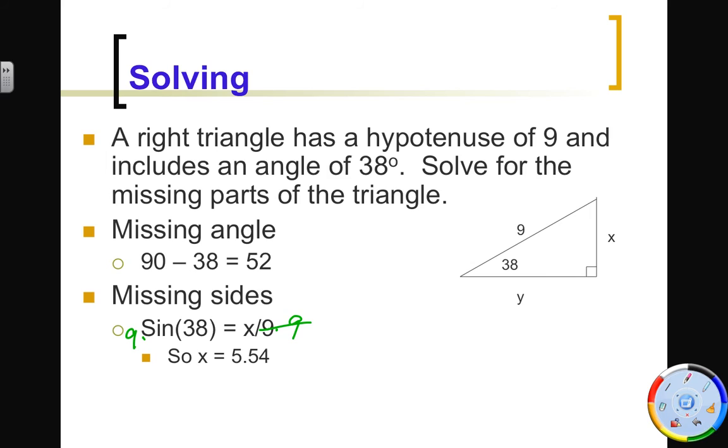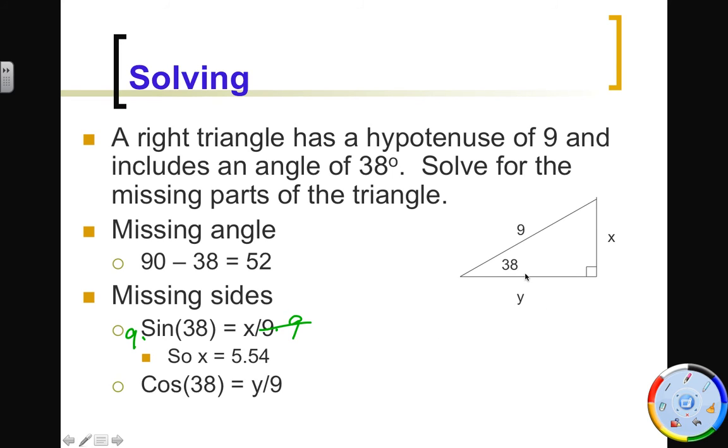If you don't get 5.54, on the next page I'm going to tell you why, actually, and how to change your answer so you can get the right one. All right, if you get 5.54, you're good. You don't have to change your calculator at all, but you'll still need to know how to change it coming up. And then I can do the same thing for the other angle.